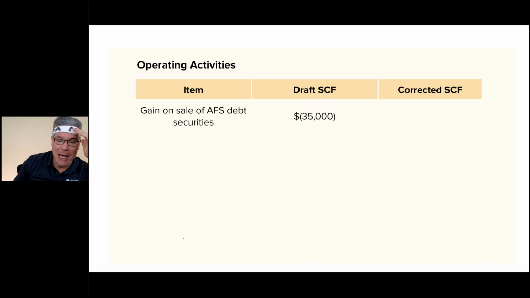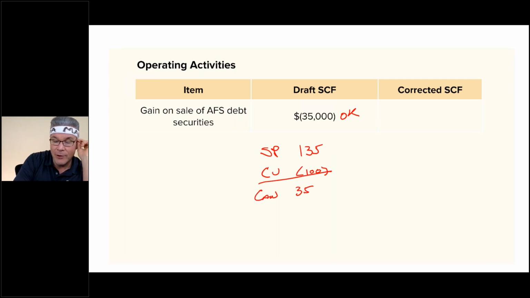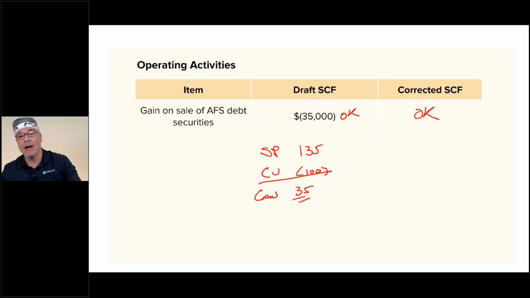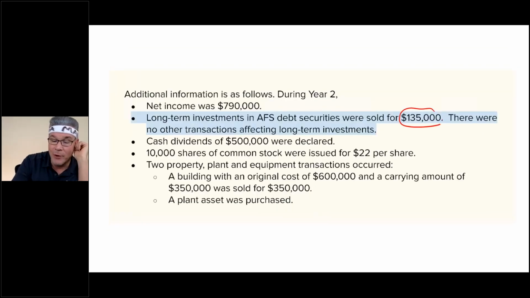Okay, the gain on the sale of available for sale securities, that was okay. The selling price, given information, 135. The carrying value was 100. So the gain was, in fact, 35. So that is okay. No adjustment needed. All righty. So selling price, 135. Per the balance sheet, the carrying value of what was sold had to be 100.